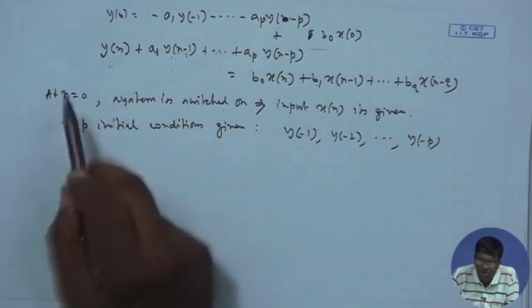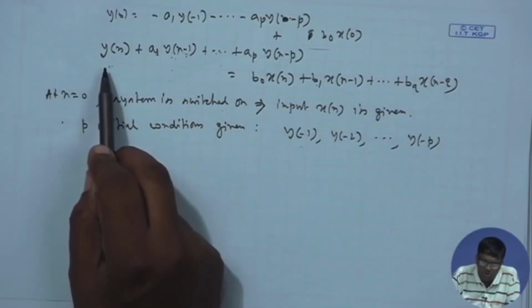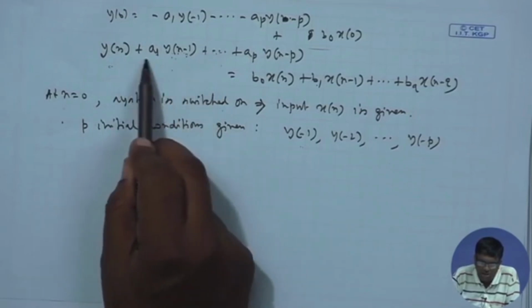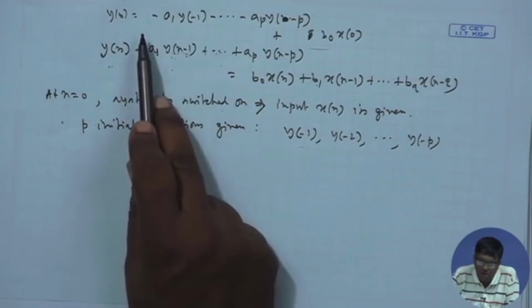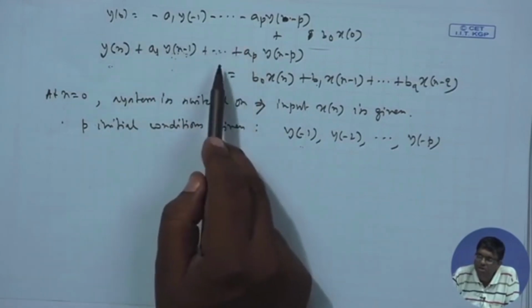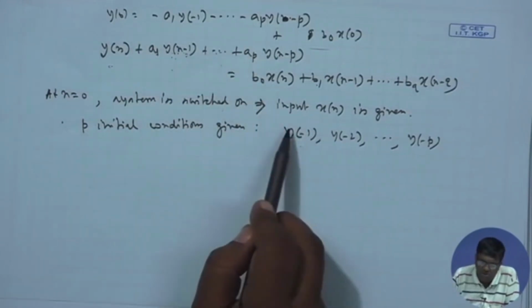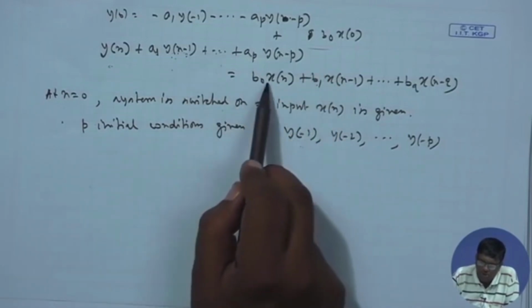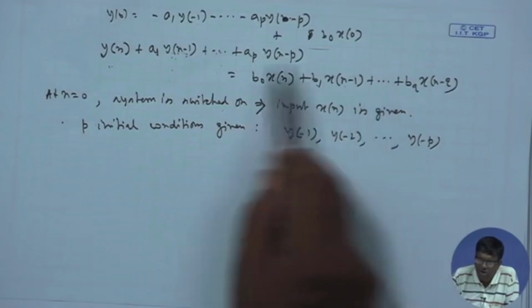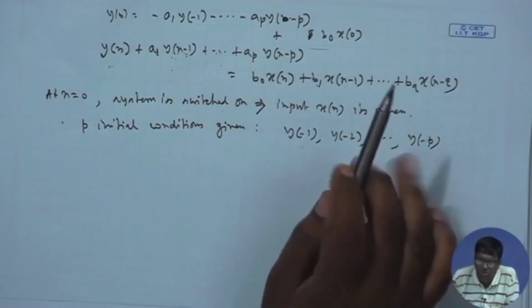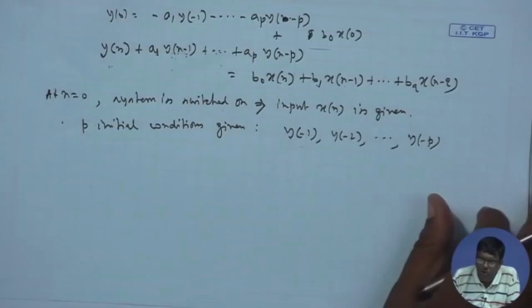Then y[2]. Take this on the right hand side, minus a1 y[1], y[1] already calculated, then minus a2 y[0] already calculated, then minus a3 y[-1], use the initial condition, ..., plus b0 x[2] plus b1 x[1] plus b2 x[0], they are known, the input is always known, that is not a problem. Okay. This is how recursively you calculate.